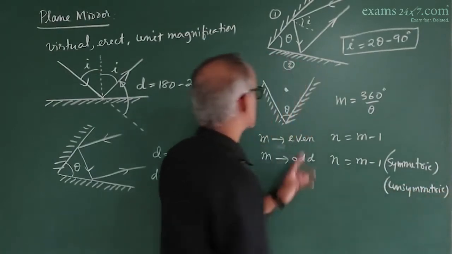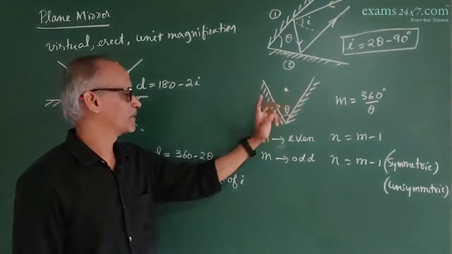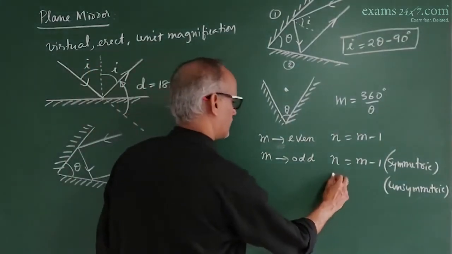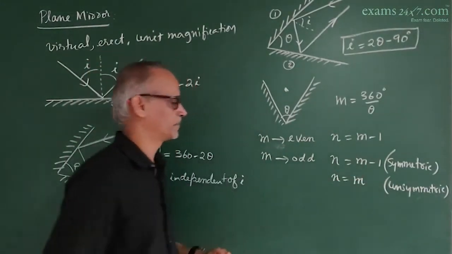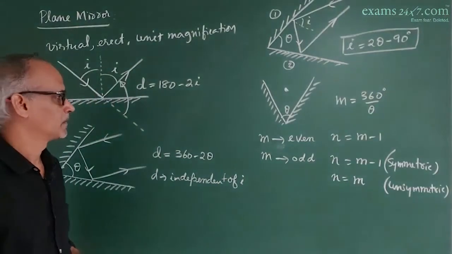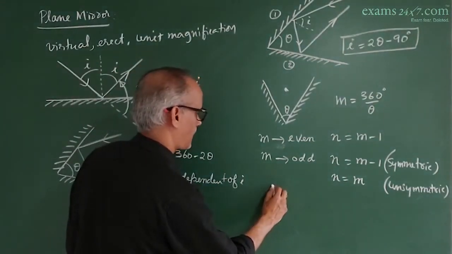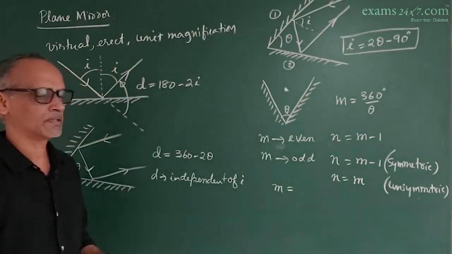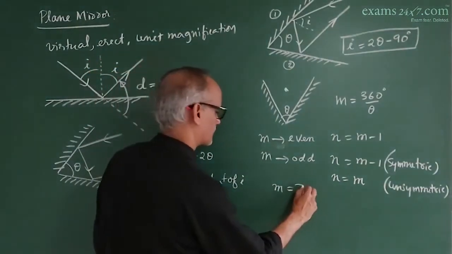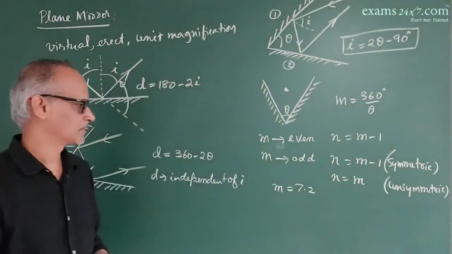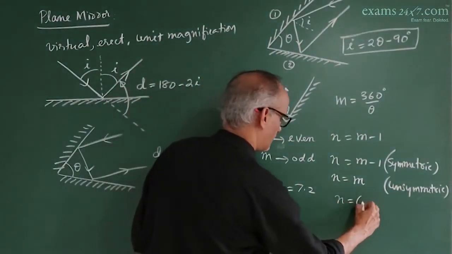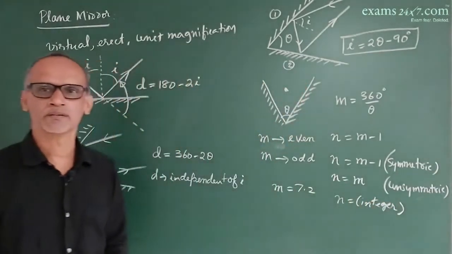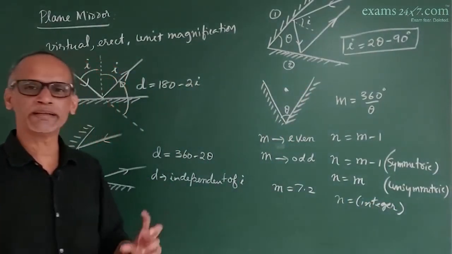symmetric means that the object is exactly midway between the two mirrors. If it is unsymmetric, that means the object is closer to one of the mirrors, then the number of images is equal to M. If M is a fraction like 7.2, then the number of images is the integer part of the number. If M is a fraction, something like this, then n will be the integer part only.